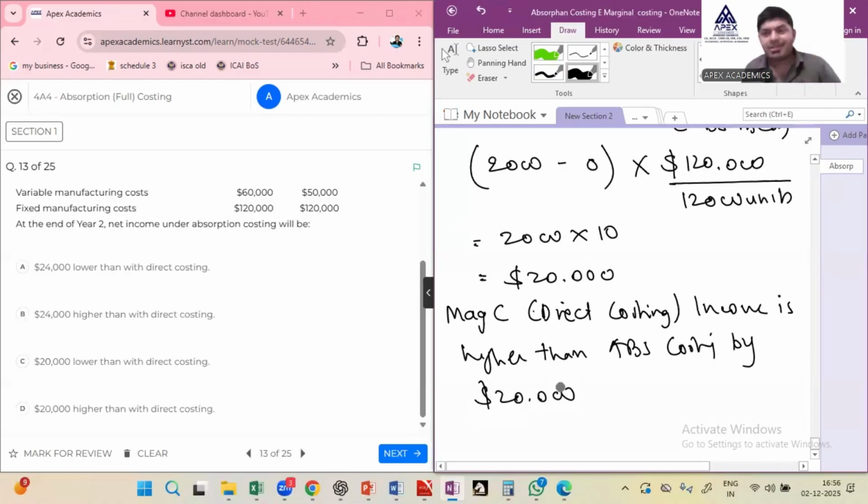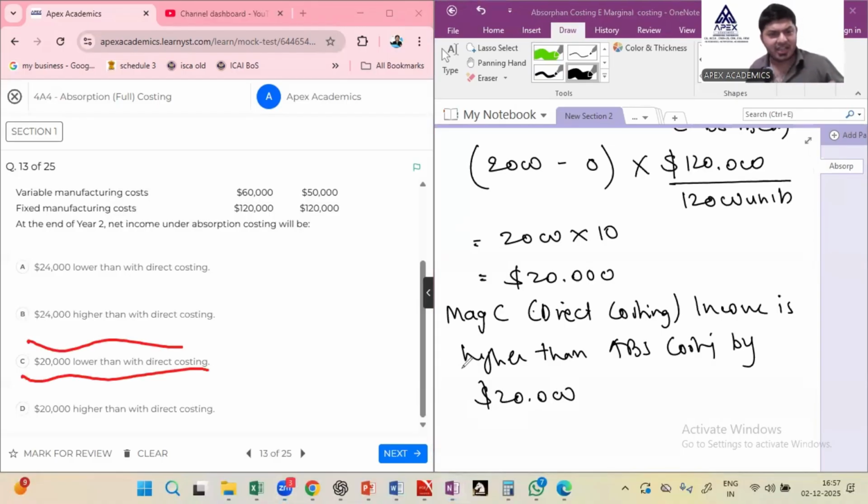Please use your common sense and don't tell me, sir, this option means something else. Arey beta, I am saying marginal is higher than absorption. So obviously income under absorption will be 20,000 lower than direct costing. Your answer is obviously option number C. Your answer is option number C.